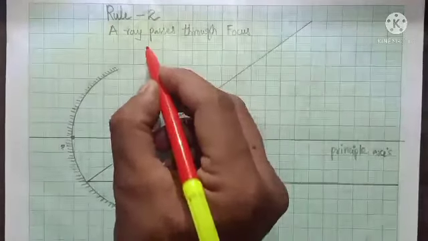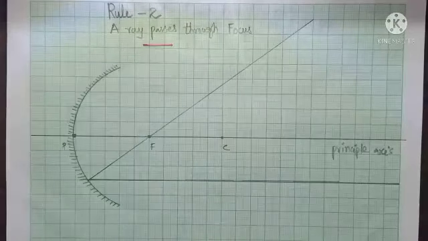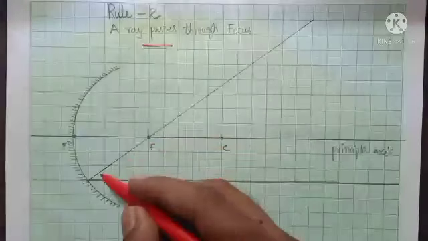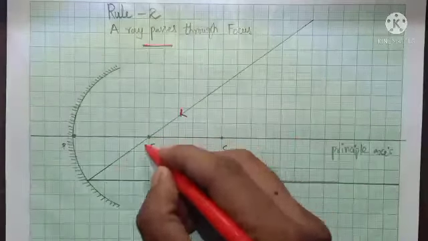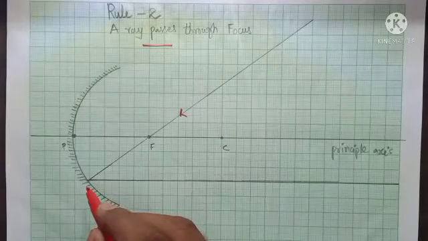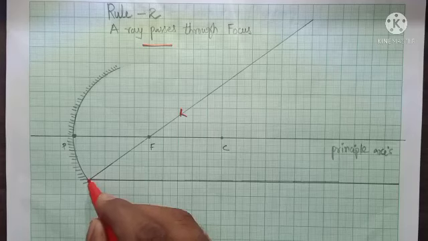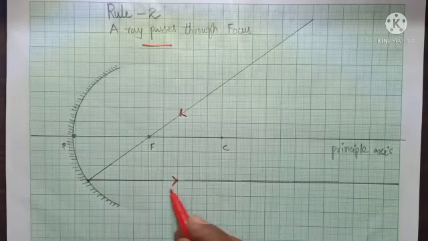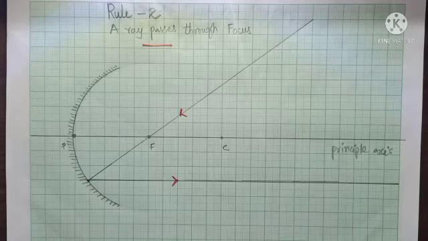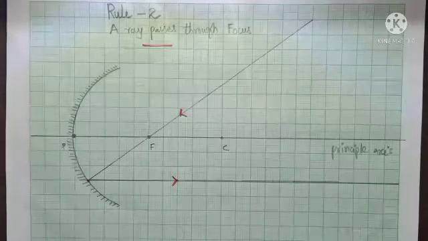Now the second rule, a ray passes through focus. Now this is a ray passing through focus, after striking the mirror, it will reflect and pass parallel to the principal axis. This is rule number 2.